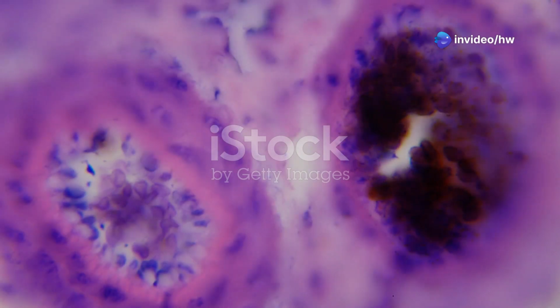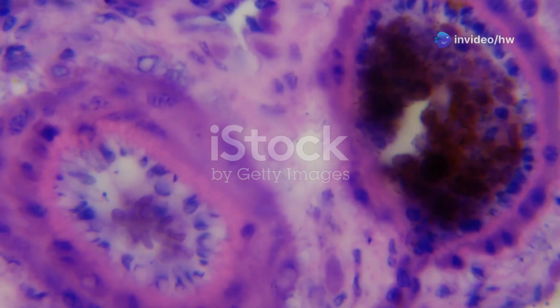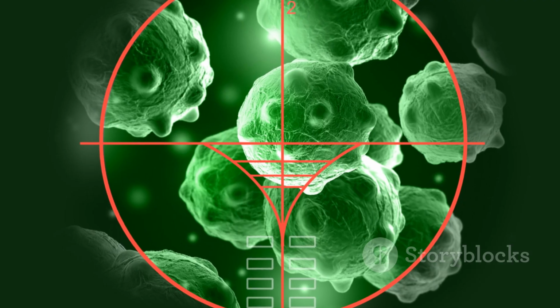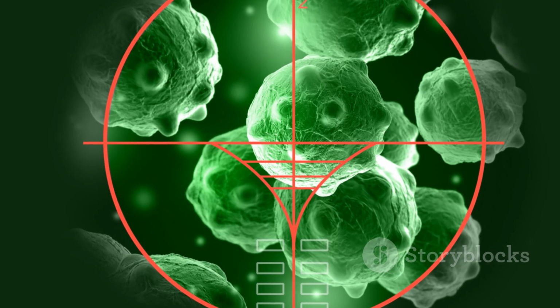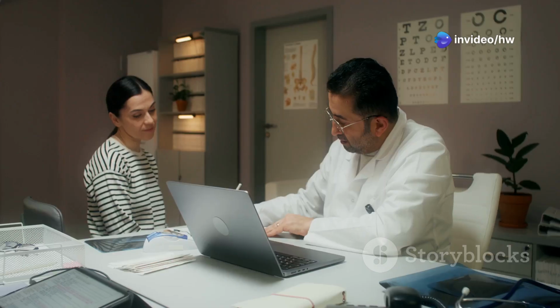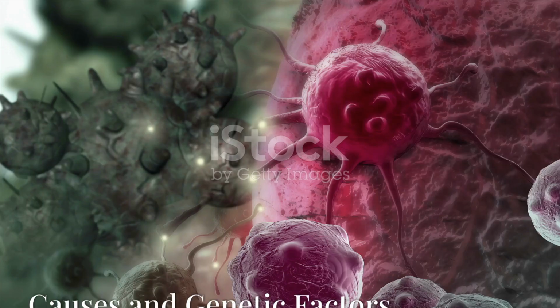The second type is pancreatobiliary-type ampullary cancer, originating from cells similar to those in the pancreas or bile ducts. These cancers are generally more aggressive and spread quickly. Accurate diagnosis is crucial, and pathologists play a key role by examining tissue samples. This information guides treatment decisions and helps predict prognosis.